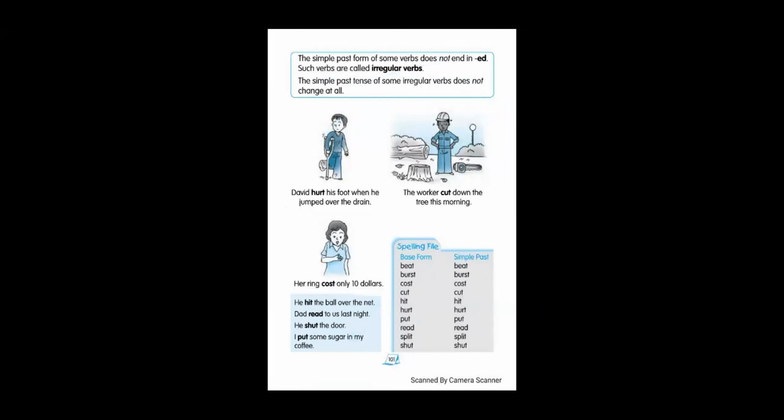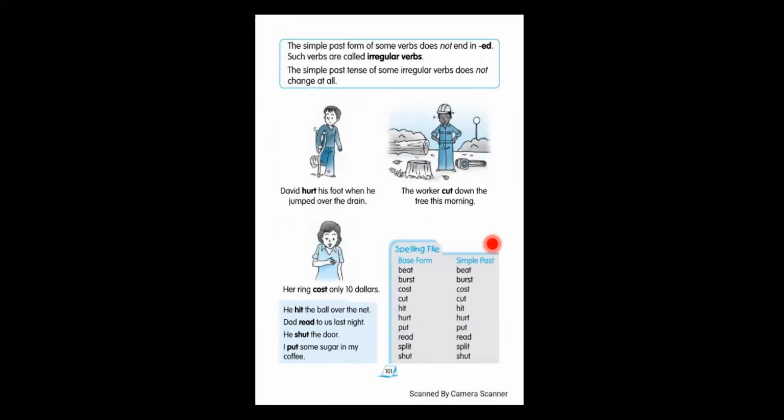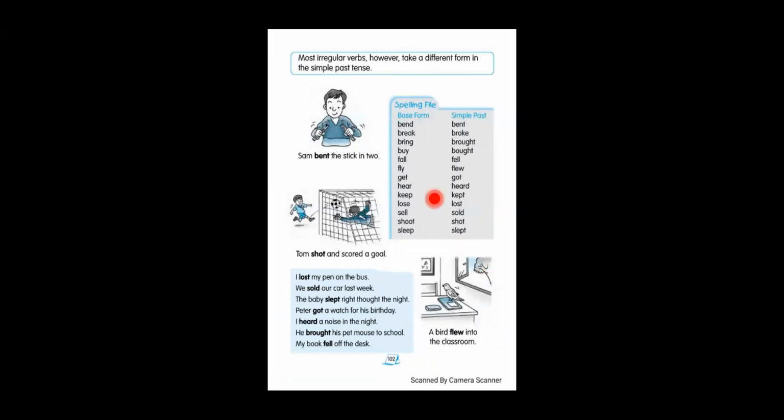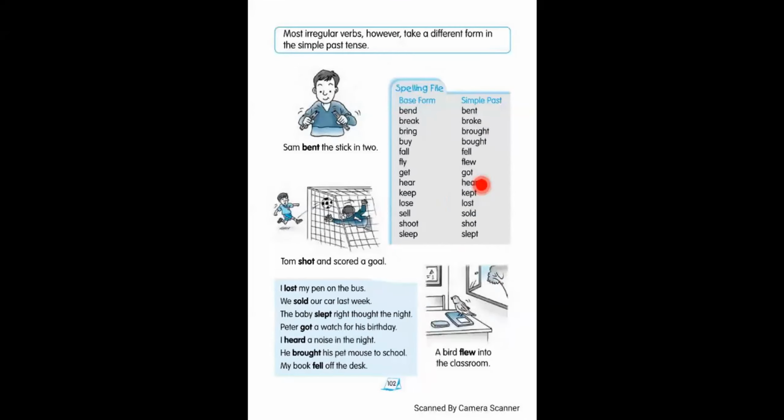Like see over here, these are irregular verbs: read, put, hit, shut, burst, beat, cut. Yes. And we have seen these also, right? Got, brought, bought, shot, slept, sold. All these are nothing but irregular verbs. Okay, simple past tense, irregular verbs.